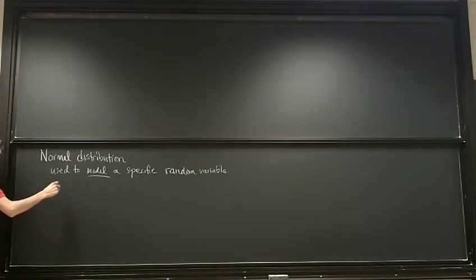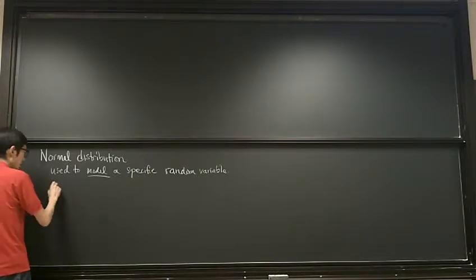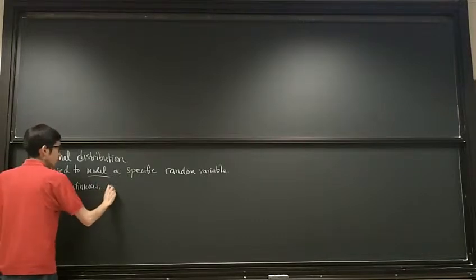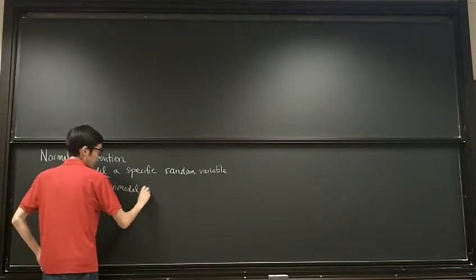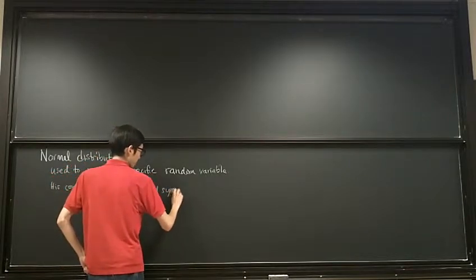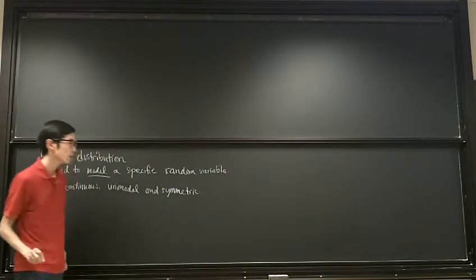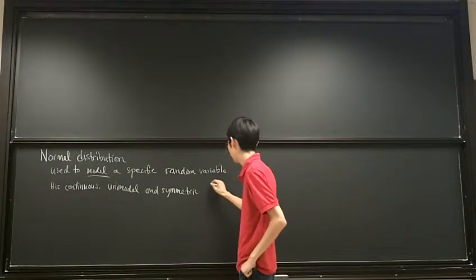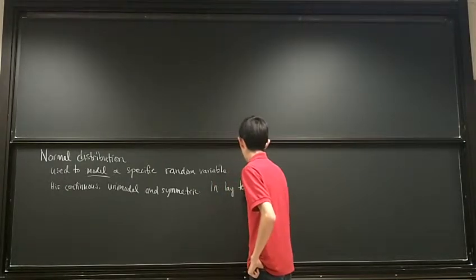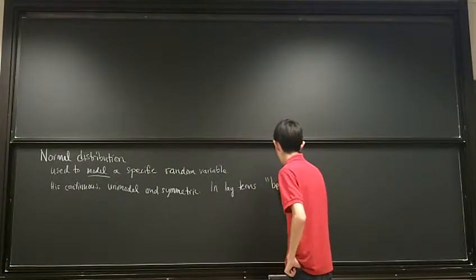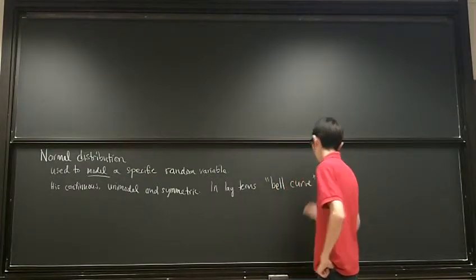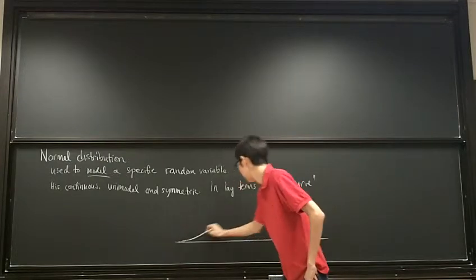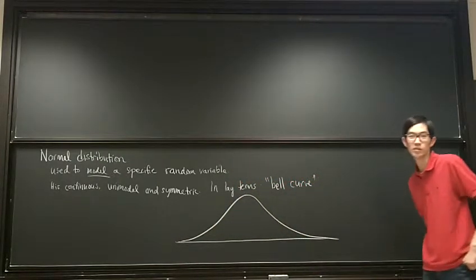And so it's used to model a specific random variable. The random variable is continuous. Okay, unimodal and symmetric. It's what we consider the bell curve. So in lay terms, the bell curve. And it looks something like this.